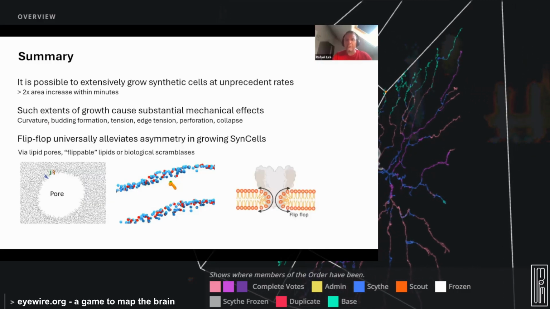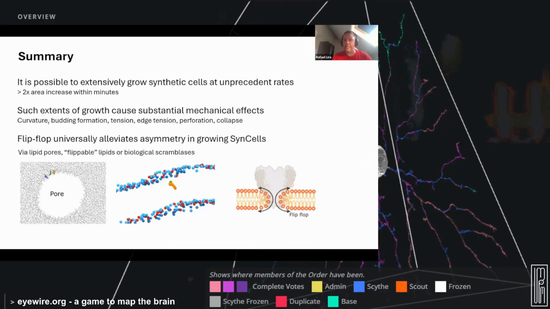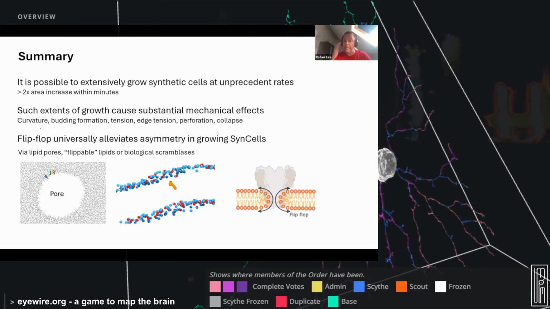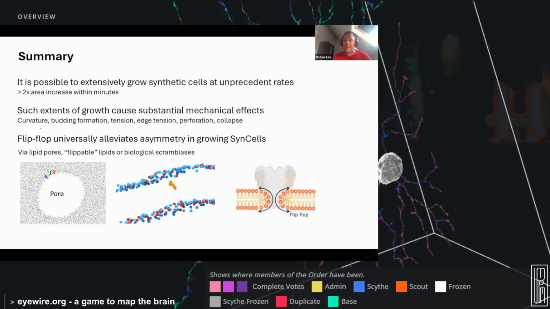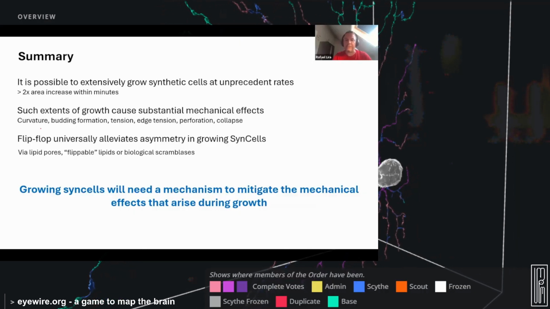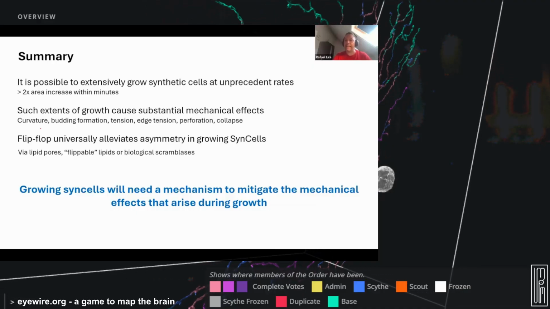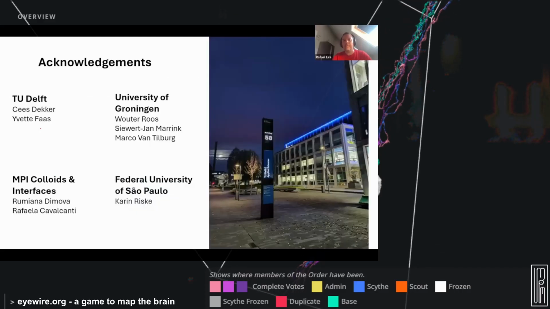And what we have also shown is that flip-flop universally alleviates asymmetry in growing synthetic cells. It doesn't really matter if we have flip-flop via leakage pores, or if we have a flippable molecule, or if you have a scramblase in the membrane. So the final message I hope to have conveyed to you is that growing synthetic cells will need a mechanism to mitigate the mechanical effects that arise during growth of synthetic cells.